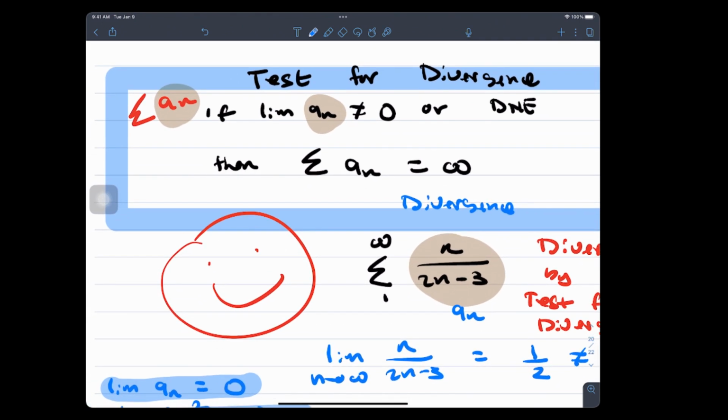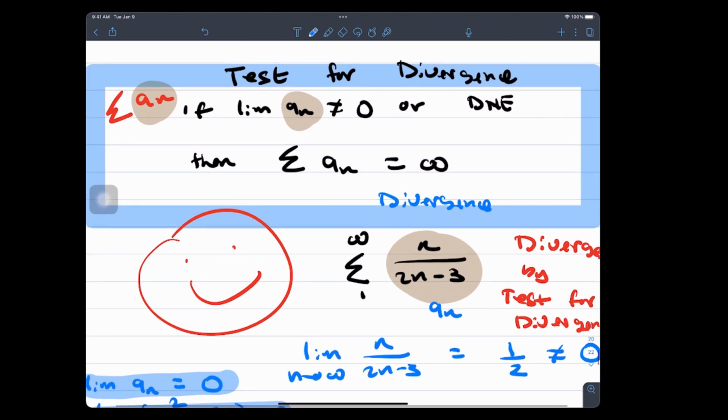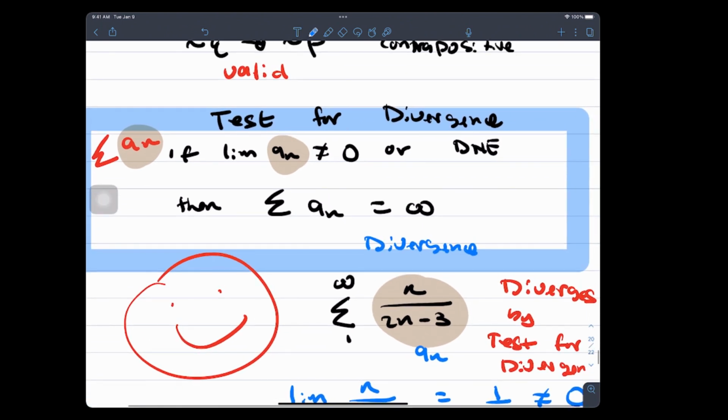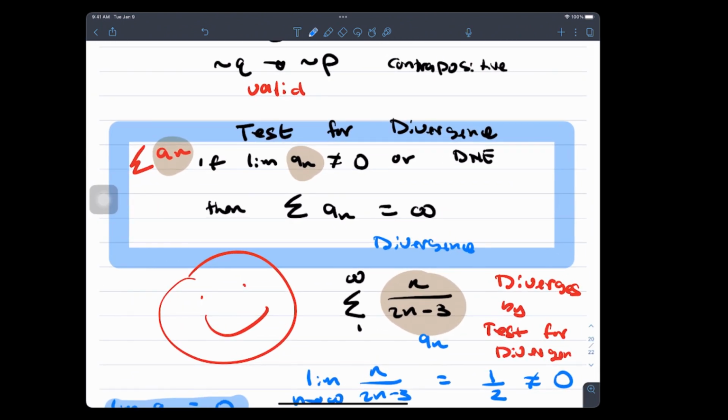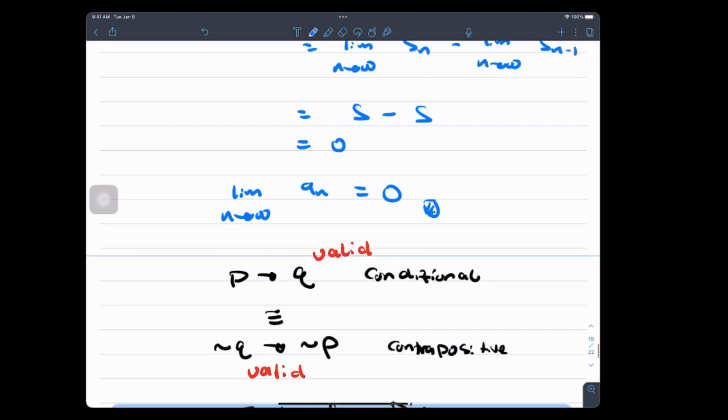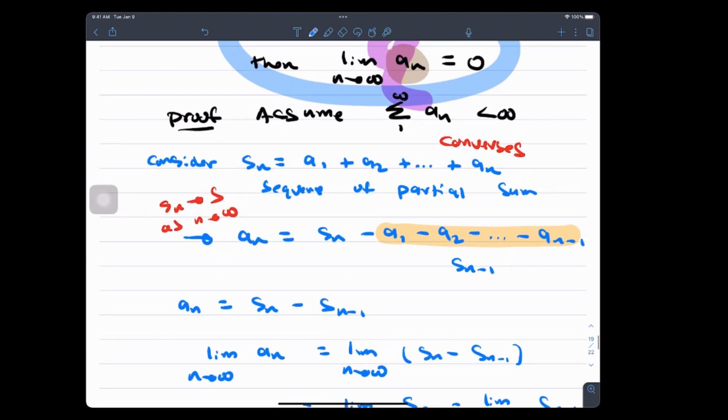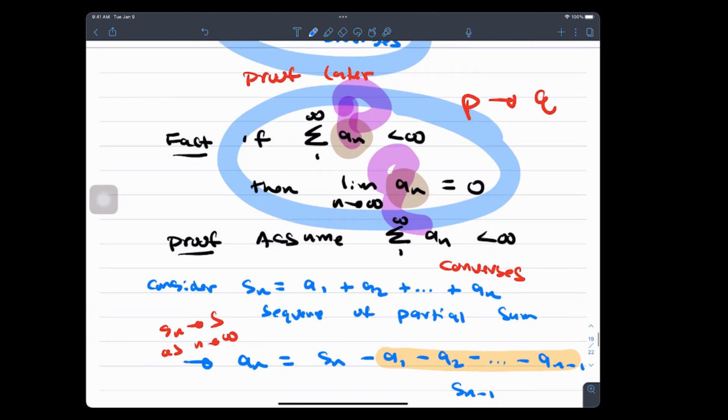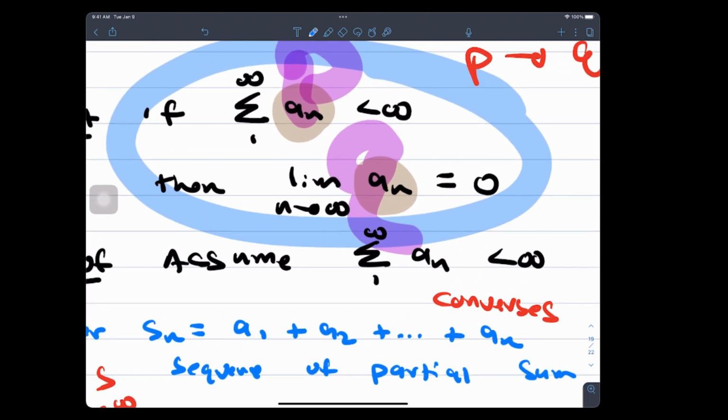The test for divergence says that if the limit is not 0 or does not exist, then we can say divergence. That's a guarantee. There's no test for convergence on these series in general. There's going to be a lot of tests in our future, but there is no general test. There's a general test for divergence. Sometimes people say, but you told me if it converges, then the limit is 0. Well, that's a backward statement.